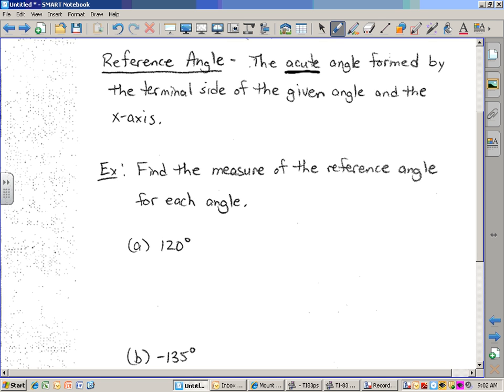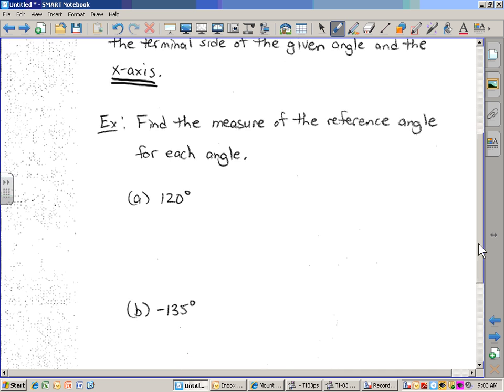So the acute angle formed by the terminal side of the given angle and the x-axis. We always use the x-axis. We never, ever, ever use the y-axis. The distance from the terminal ray to the x-axis is your reference angle.